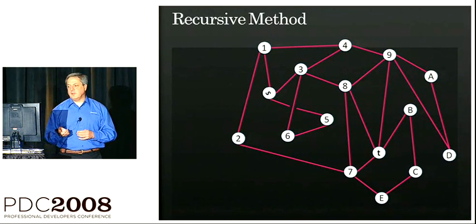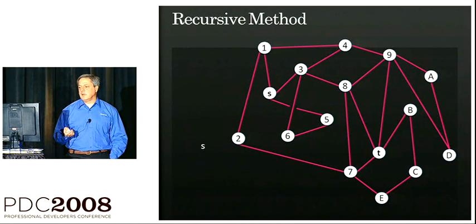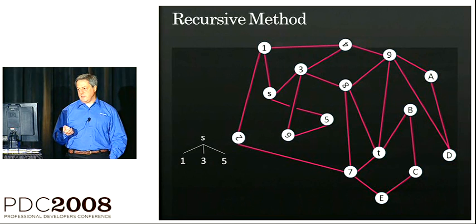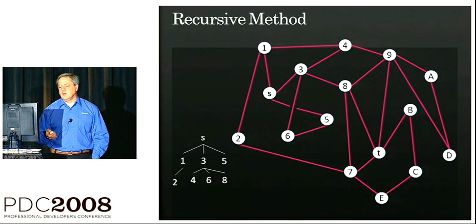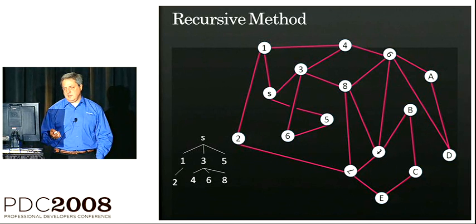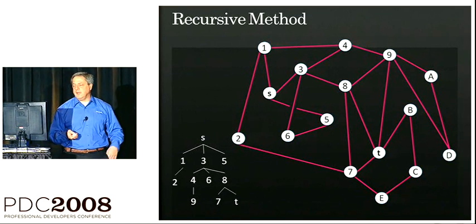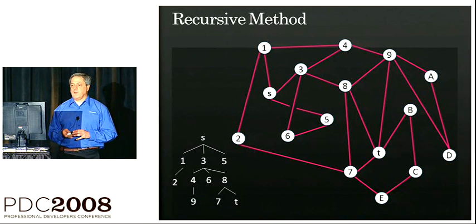Okay, the recursive method is pretty simple. I start at S, right? Then I recursively go to all the neighbors of S, so that's 1, 3, 5. Each of those threads now recursively goes to its neighbors, so maybe 1 goes to 2, 3 goes to 4, 6, and 8. 5 is slow, so it goes to nobody. 4 goes to 9, and 8 goes to 7 and T. And now I want to quit.